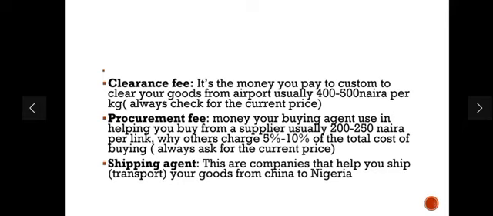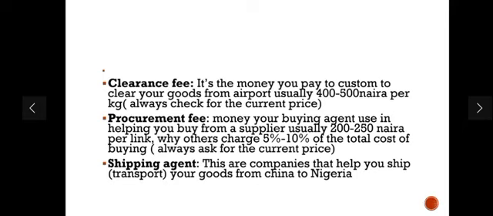Now let's just use your shipping fee and your custom clearance. Your custom clearance is charging 500 naira per kg, and your shipping company is charging 500 naira per kg. So an additional 1000 naira is already on top of that shoe. I hope you are understanding and following. So check the current price.